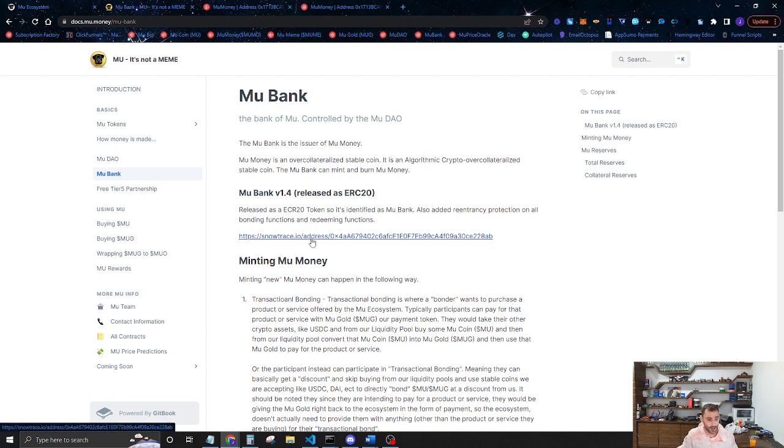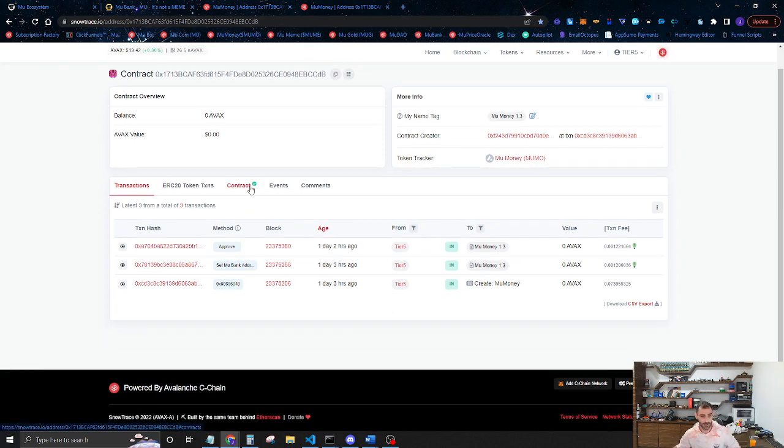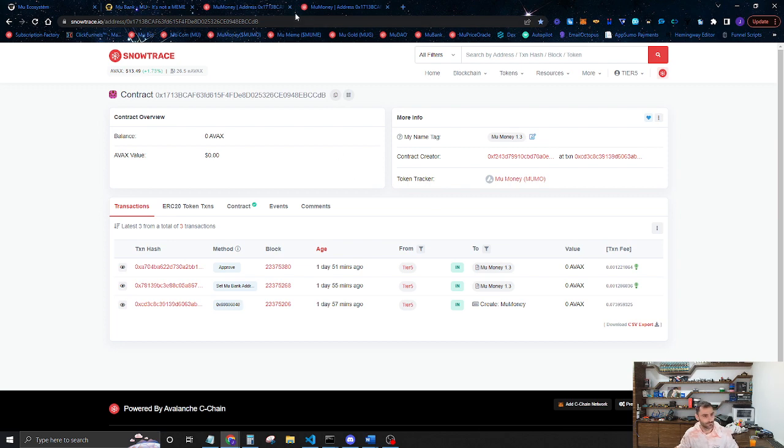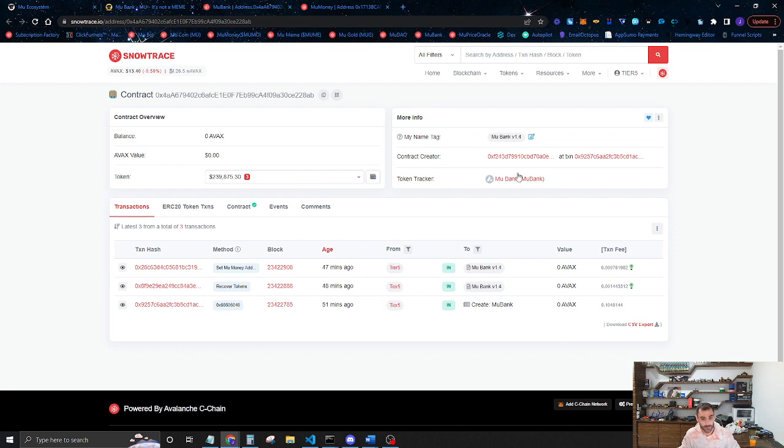You can find the smart contract right here in the Mu Docs by going to the Mu Bank, and if you open it up, it will take you right here. Hold on, let's click it again. There we go. Here is the Mu Bank. This is version 1.4 of the actual Mu Bank.